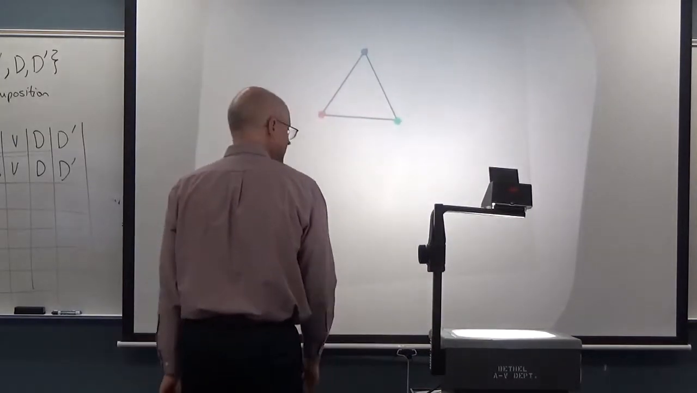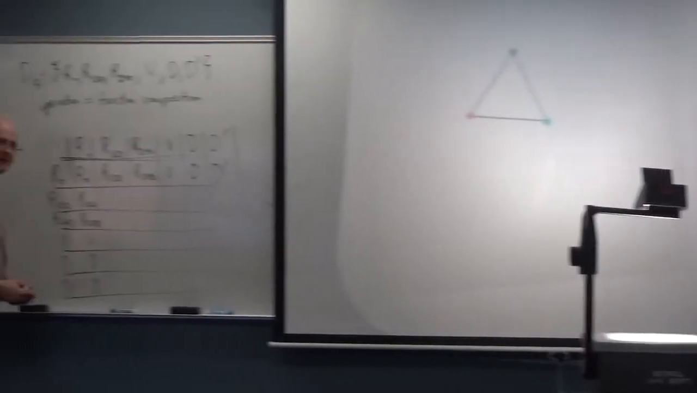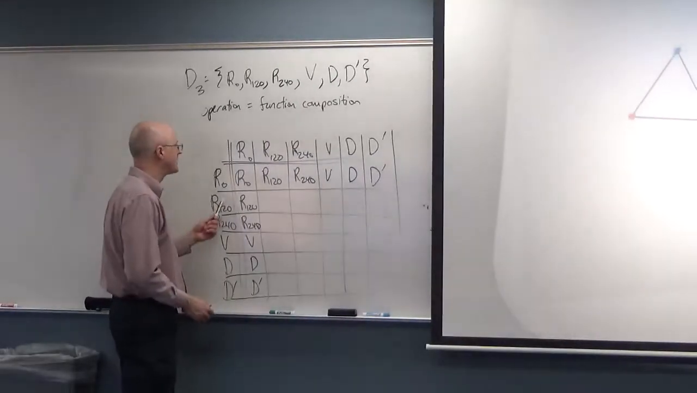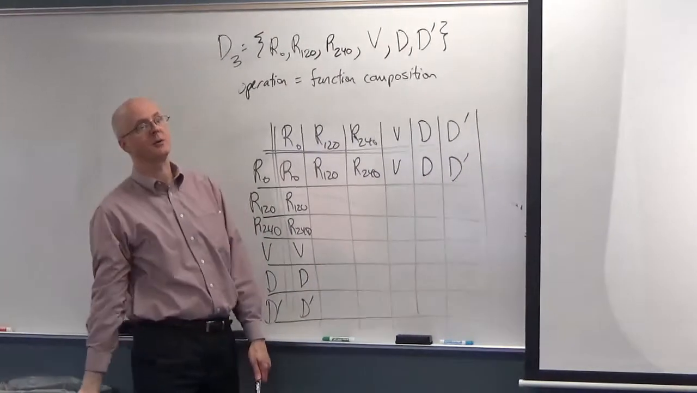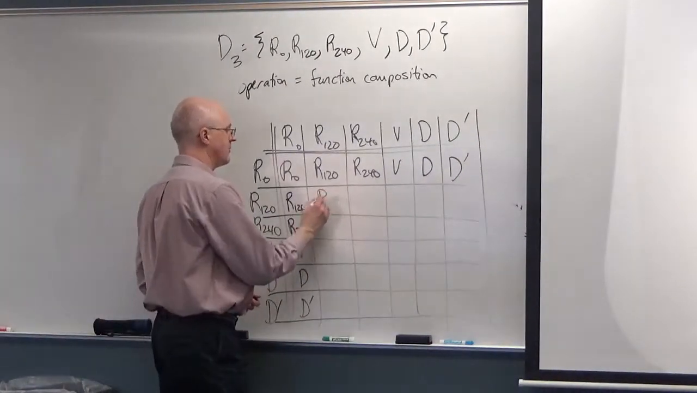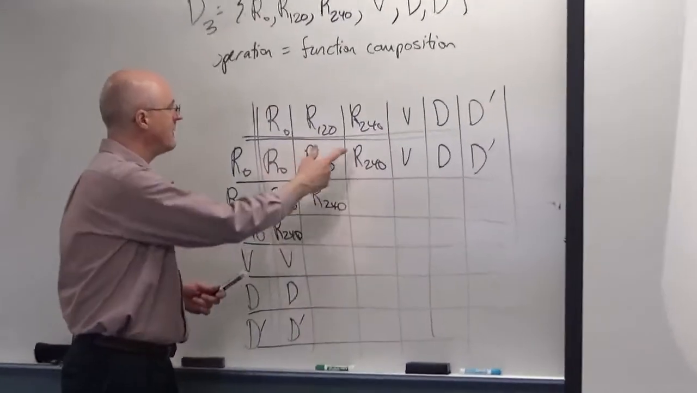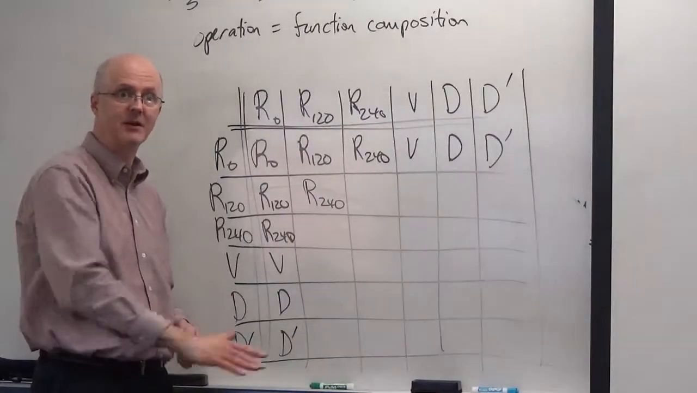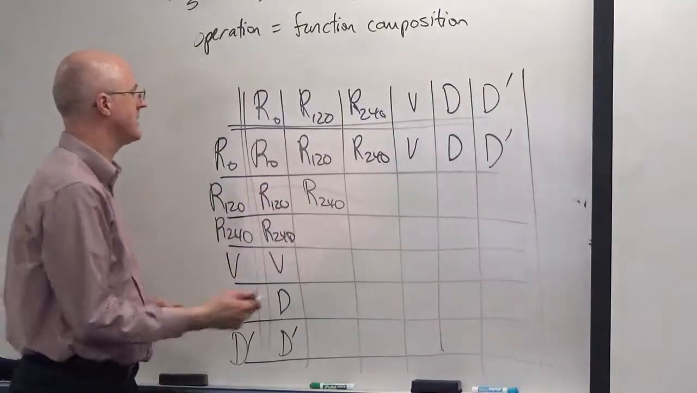Can I fill in the Cayley table? Well, I hope it's pretty intuitive that when you compose the rotations with each other, you just get another rotation. R120 composed with itself is rotate by 120 degrees, then another 120 degrees. That's going to be R240. If I compose R120 with R240, I'm going to get back to where I started. 120 degrees, then another 240 degrees brings you back to where you started.